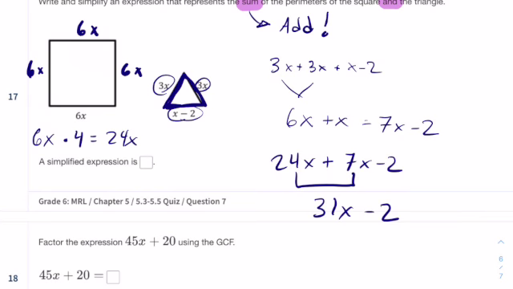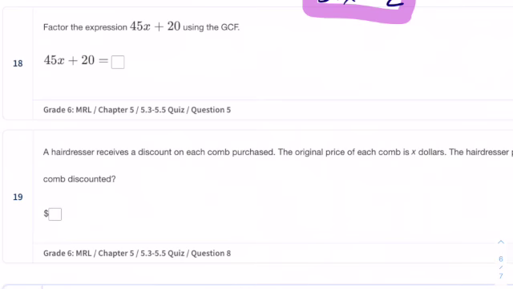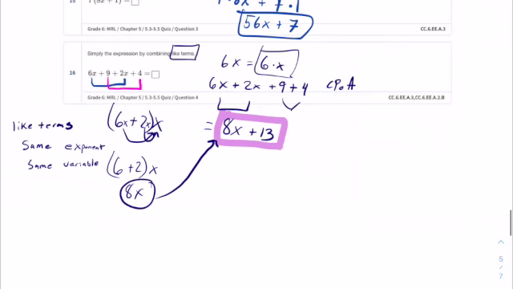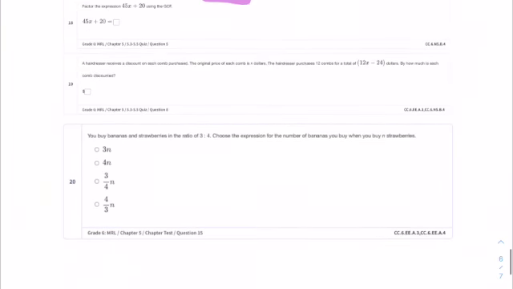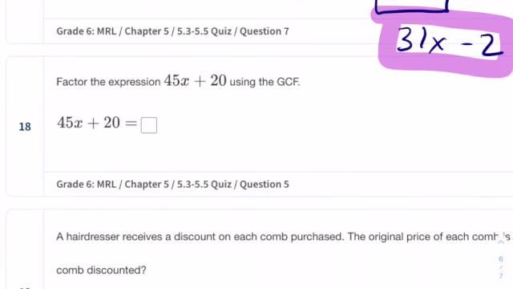I did not mean to erase that. There, 31x minus 2. Number 18, factor the expression 45x plus 20 using the GCF. I kind of already showed you this up here when I took the x out from the 6x and the 2x to make it 8x. But here I'm going to do it instead of using the variable, because you see the 45 has an x, but the 20 does not have the x. There's no x there. So I've got to find a number that they have in common so that I can factor and take it out.